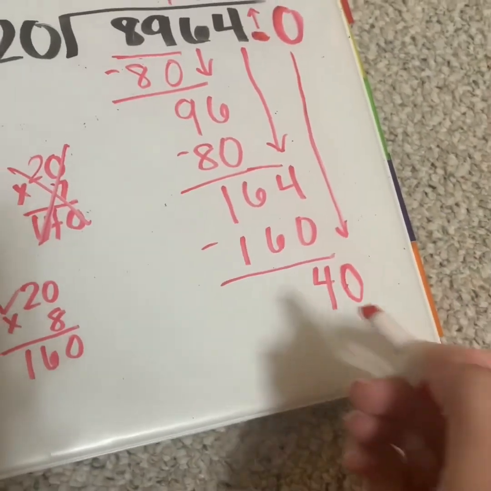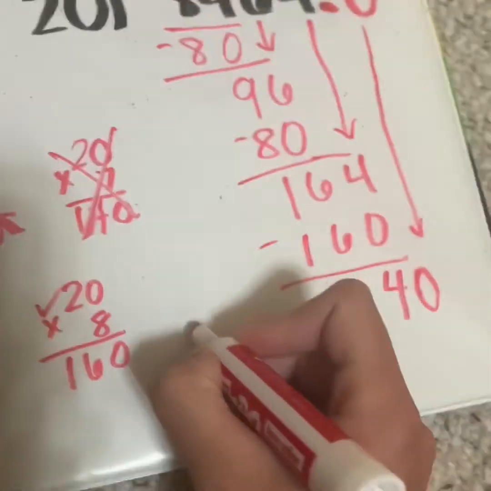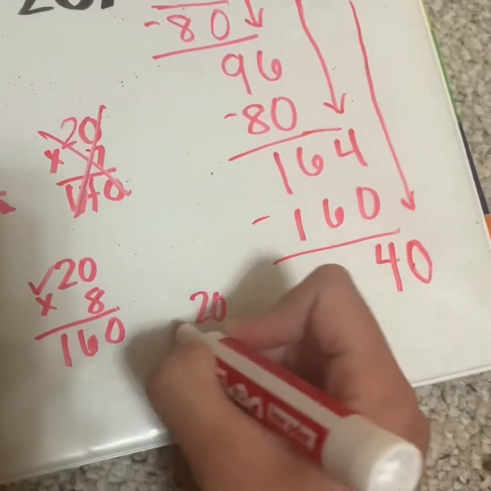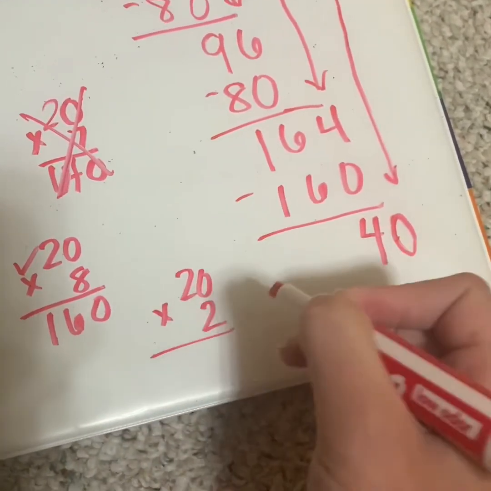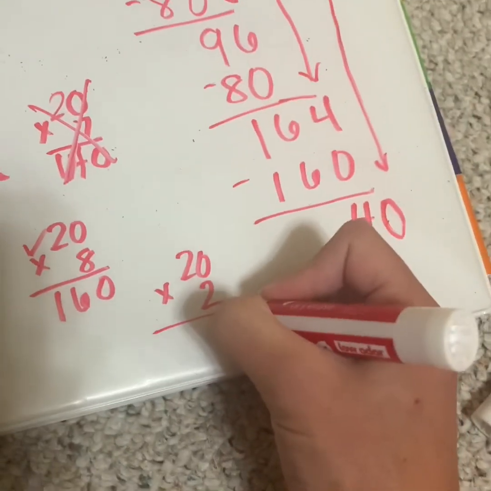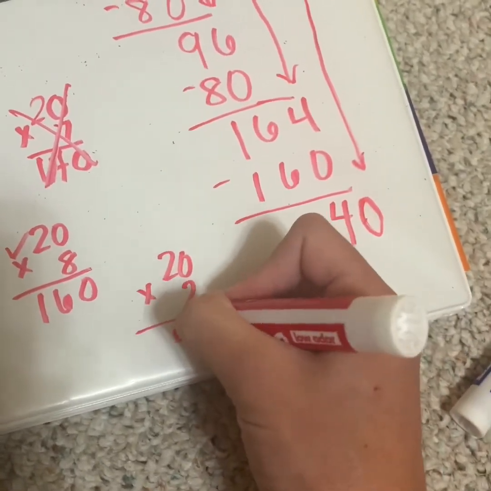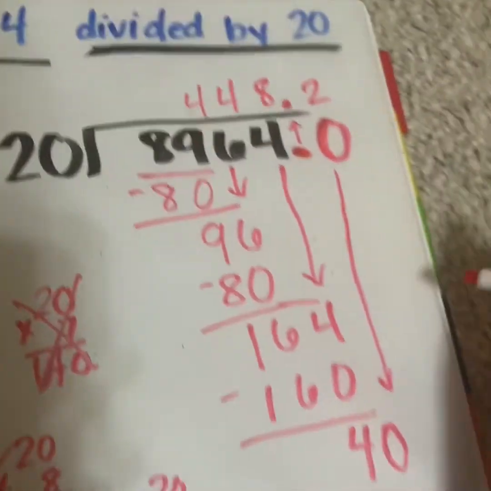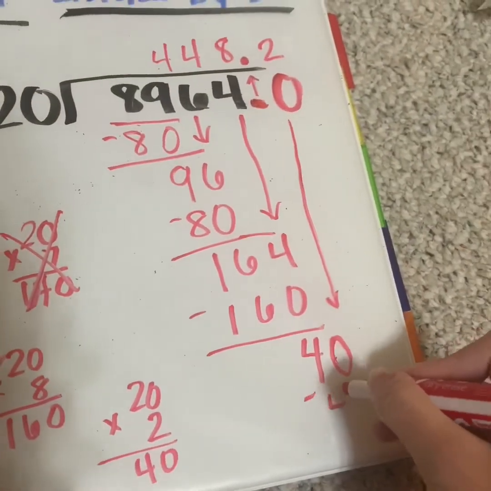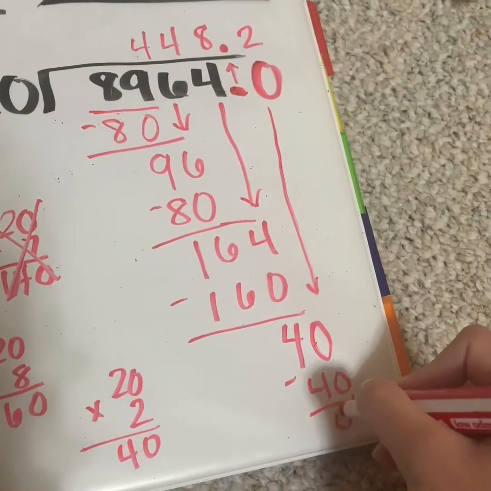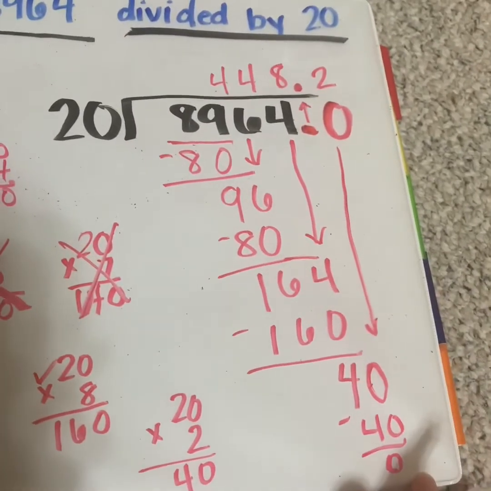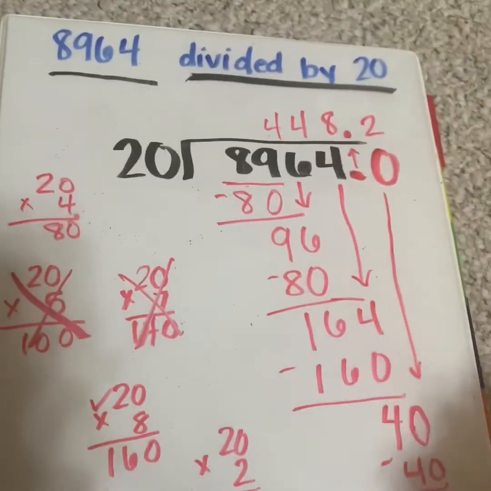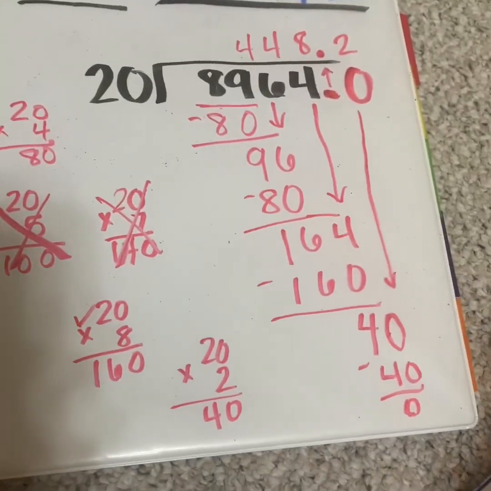So 20 times what gives me 40? This is one you should know, but we're going to write it out just in case. So 20 times 2. 2 times 0 is 0. 2 times 2 is 4. So 20 times 2 gives me 40. I subtract, and I'm left with 0. I have a 0 on the bottom. I have no numbers left in my dividend, so I'm finished with this problem.